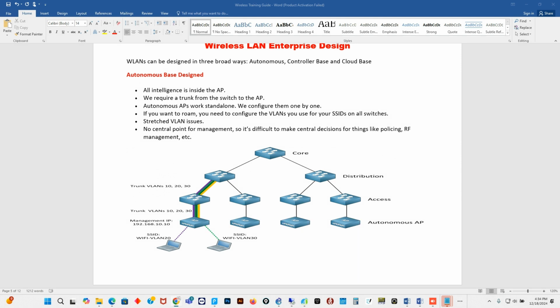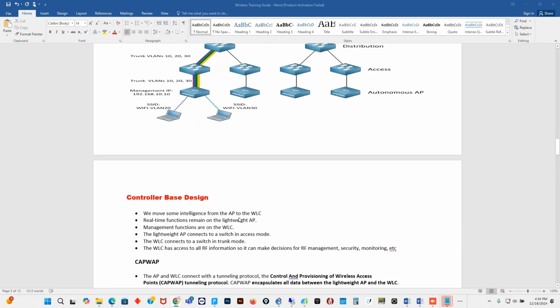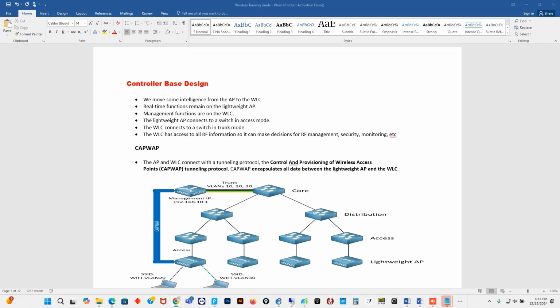So let's go to the second phase, which is the controller based design. With this design, we overcome all the problems we have under the autonomous system, where if you want roaming, you need to configure VLAN and SSID on all APs. When you want a new SSID, you also have to create a new VLAN on all switches. That is not fun. So to overcome that, we go to the controller based design.